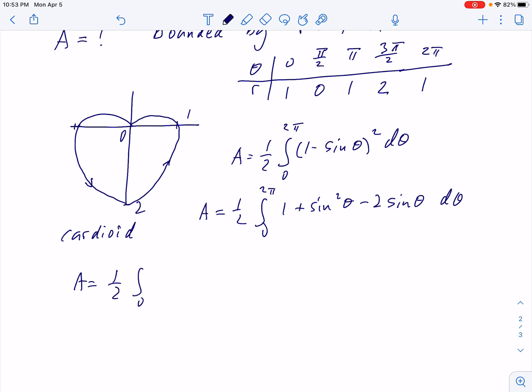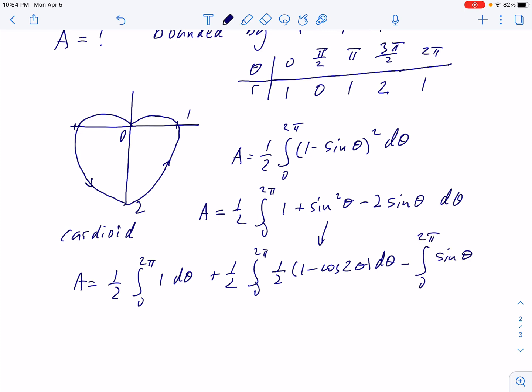1/2 integral 0 to 2 pi, 1 d theta plus 1/2 integral 0 to 2 pi sine squared. To integrate sine squared, we had to use a formula mentioned several times. It's 1/2 times 1 minus cosine 2 theta. So this is to replace sine squared. Minus 2 times, we can reduce by 2, so it becomes just minus integral 0 to 2 pi sine theta d theta.